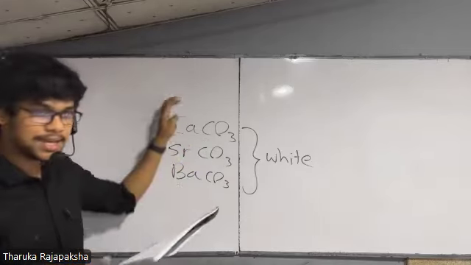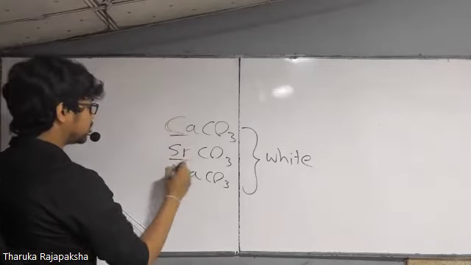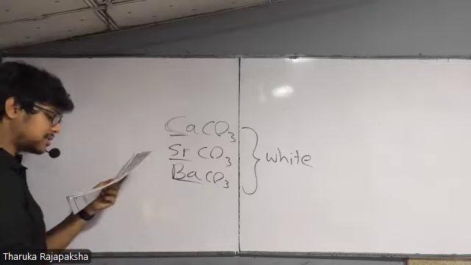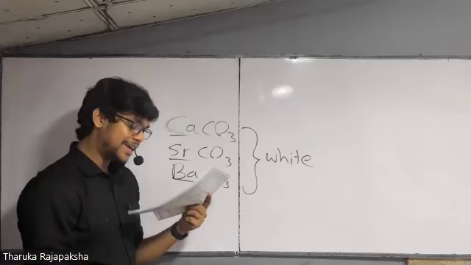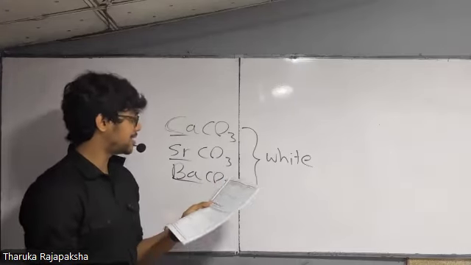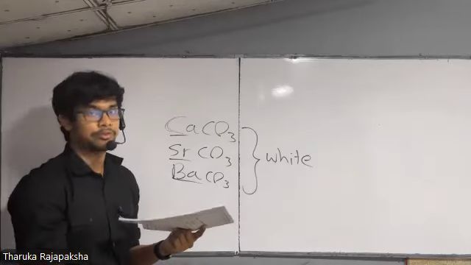But you don't need that here. You can select the group 2 last 3. Okay? Group 2 last 3: calcium, strontium, barium. Or you can take some mnemonic like that easily. Calcium, strontium, barium: these 3 are white in color.